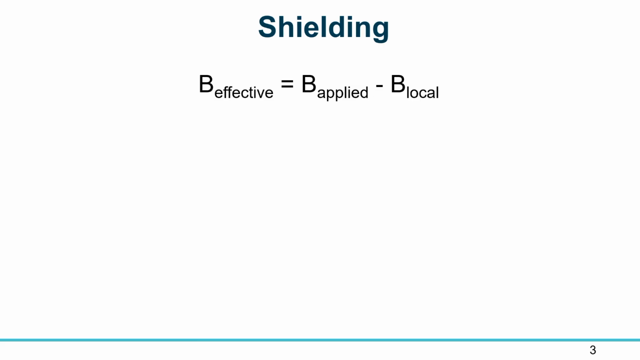Because these local magnetic fields produced by the electrons oppose the externally applied magnetic field, the actual field felt by nuclei is less than the applied field. We call this shielding. We can represent this mathematically with the equation B effective equals B applied minus B local.